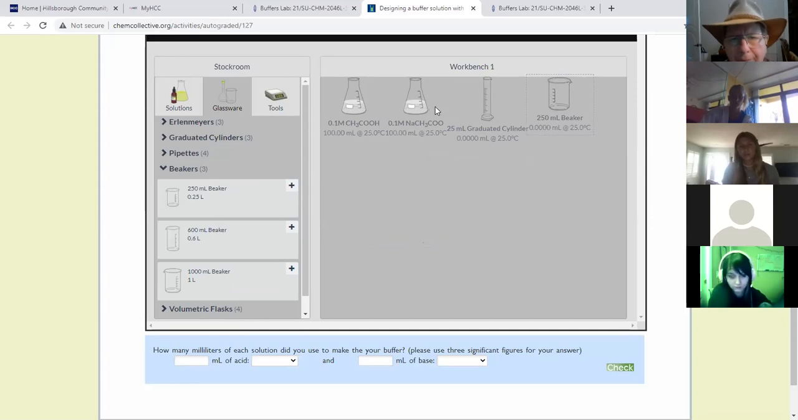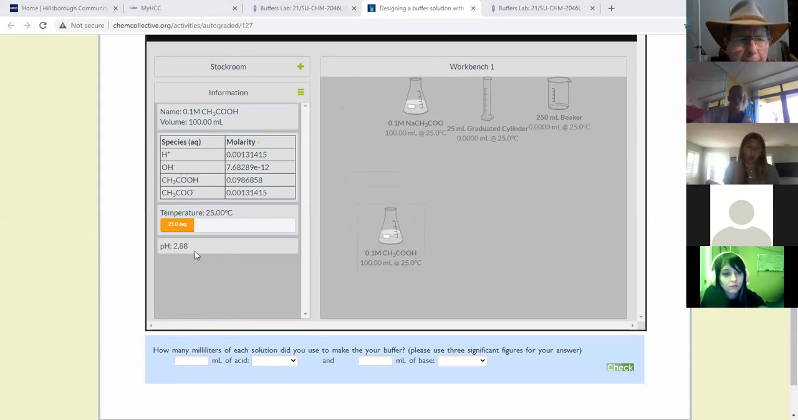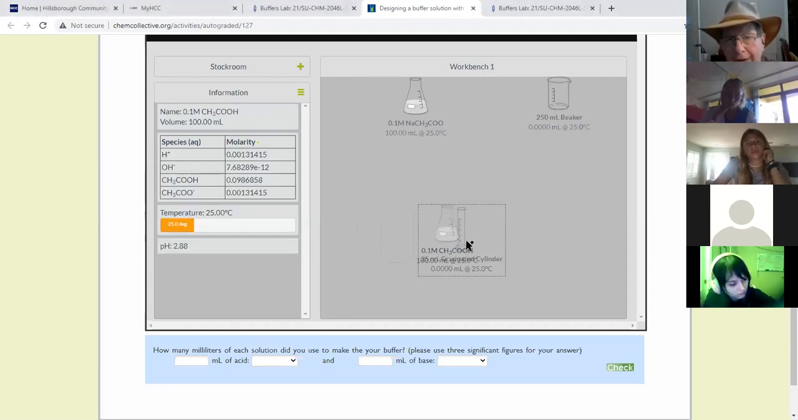So basically, we're going to need to have our acetic acid. Look at the left right now. If you look at the left right now, at the very bottom here, you're going to see the pH. This is the pH of whatever you have grabbed onto. Okay. Now we'll see how that's going to change in a second. Again, you got to put one over the other.